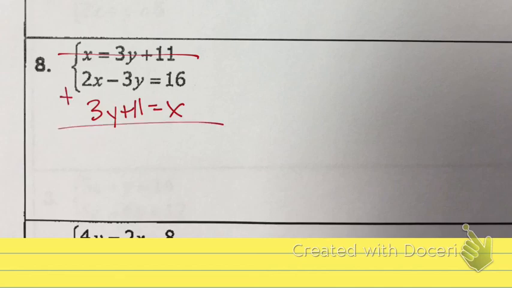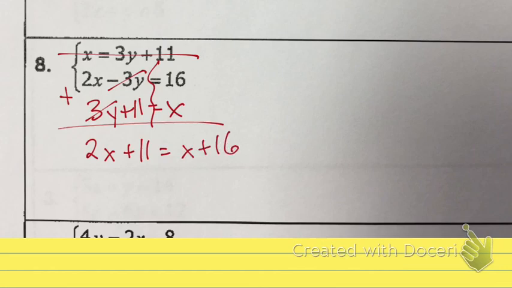So try it out. Let's take a look at number 8. I'm eyeing left side, right side here. Are you guys noticing my y's are canceling? Okay, so left side would be 2x plus 11. Right side would be x plus 16. We good?